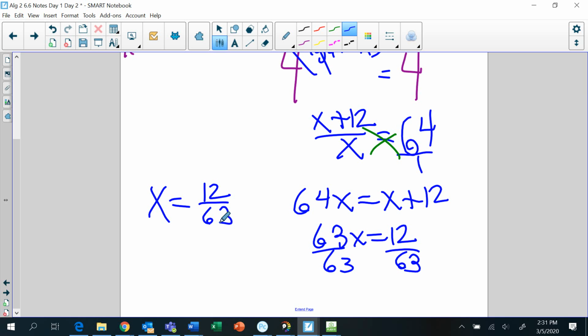Because, well, I just kind of made it up, but wait, can that simplify even more? Oh, yeah, that does simplify more, doesn't it? Divide by 3. 3 goes into 63, what, 21? 12 divided by 3 is 4, so 4 over 21. All right.